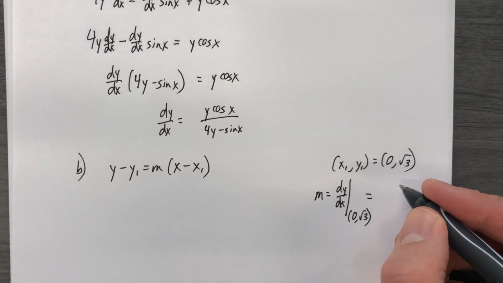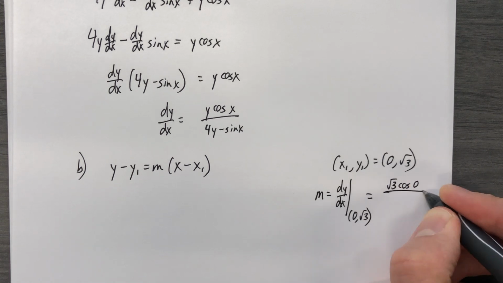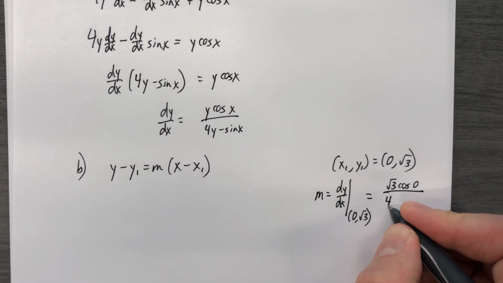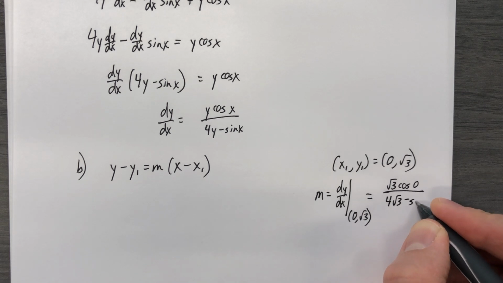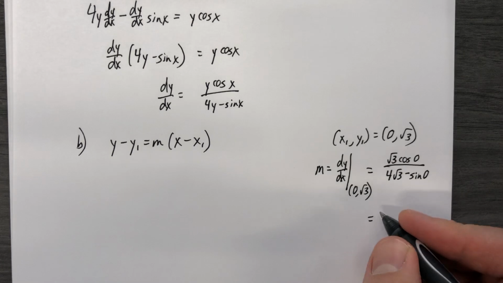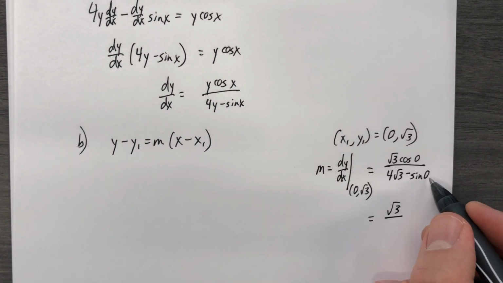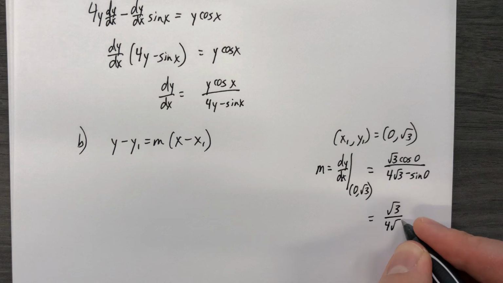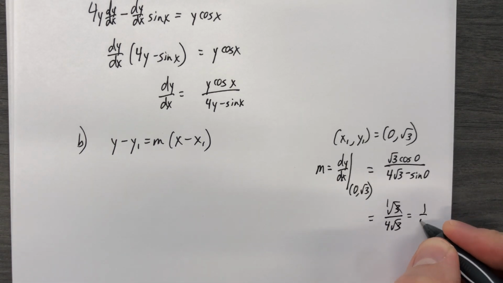So let's go ahead and do that. So square root of 3, cosine of 0, good thing we know the unit circle, over 4 times the square root of 3, don't let that scare you, minus sine of 0. All right, we'll keep going with this. Cosine of 0 is 1, so that's square root of 3 times 1. Sine of 0 is 0, that gives us 4 square root of 3 minus 0. We can reduce that, it gives us 1/4.